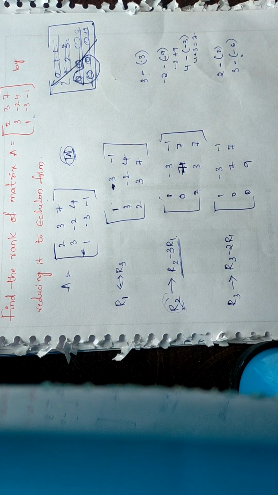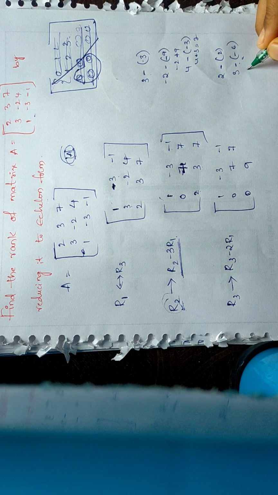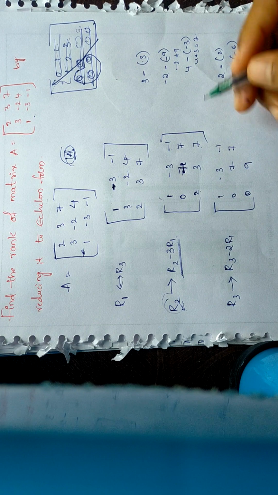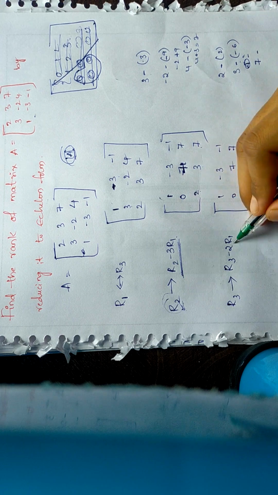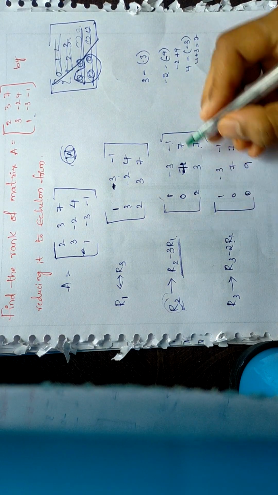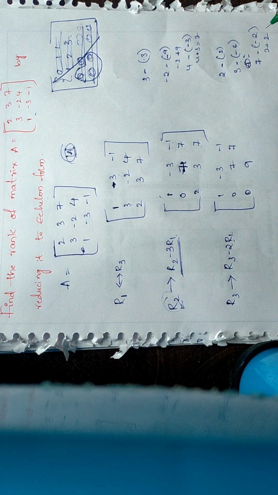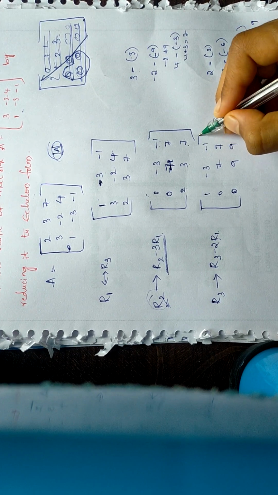Okay. Then next, minus 1 minus R3. What is R3? 7. Original, minus 2R1. 2 into minus 1 is minus 2. 7 plus 2 is 9 again. So write 9.